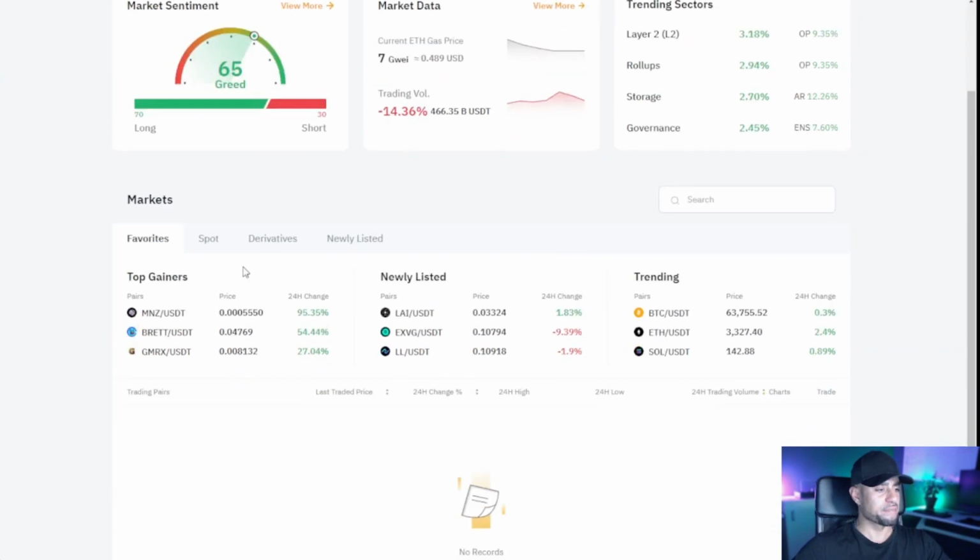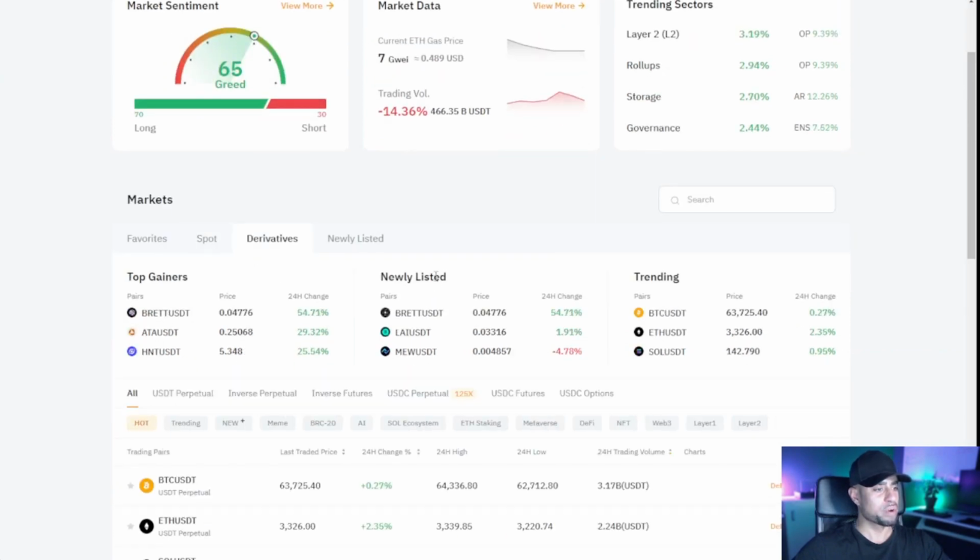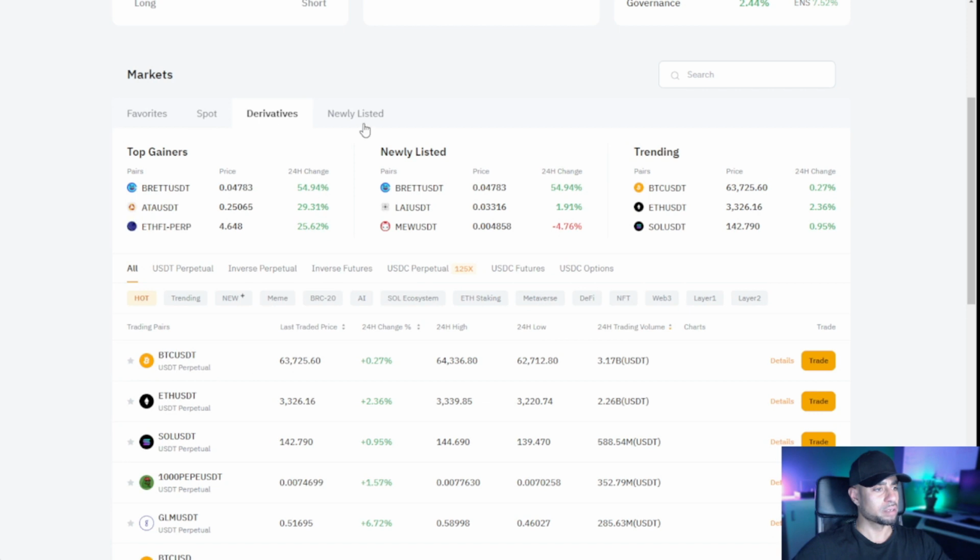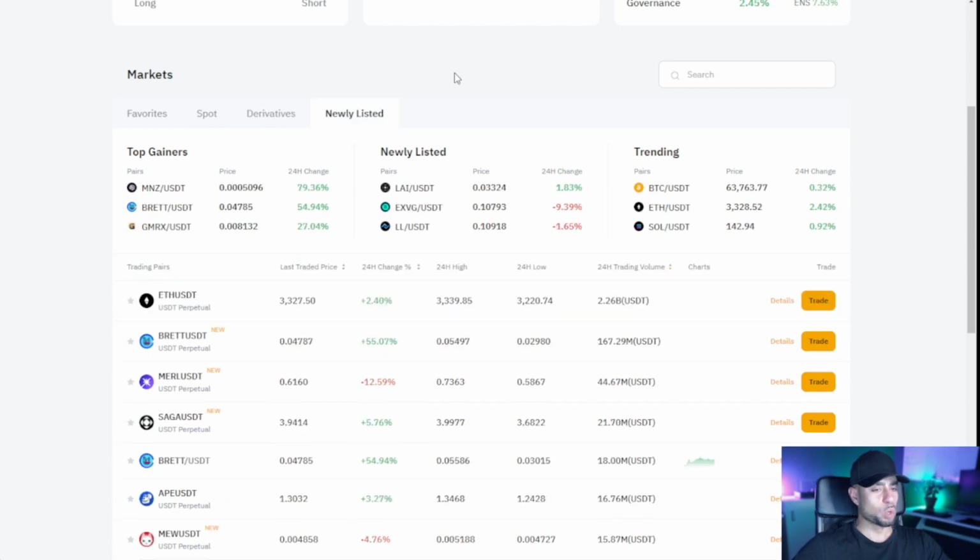You can save your favorites here. Here's a spot, derivatives, and so on. Newly listed if you want to see them, and you will always find some massive gainers on the newly listed. The important thing is that you don't FOMO into any of these tokens.